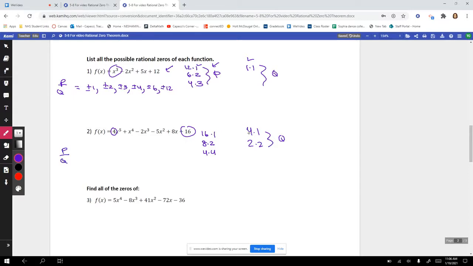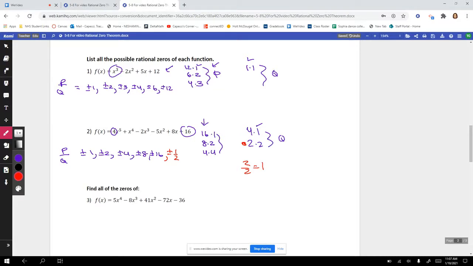We'll start with over 1. So I'm going to have plus or minus 1, plus or minus 2, plus or minus 4, plus or minus 8, plus or minus 16, because they're all factors of P over 1. Now we're going to do these factors over 2. If I start with 1, I could have plus or minus 1/2. If I go 2 over 2, that equals 1. We already have 1, so we don't need to include that.